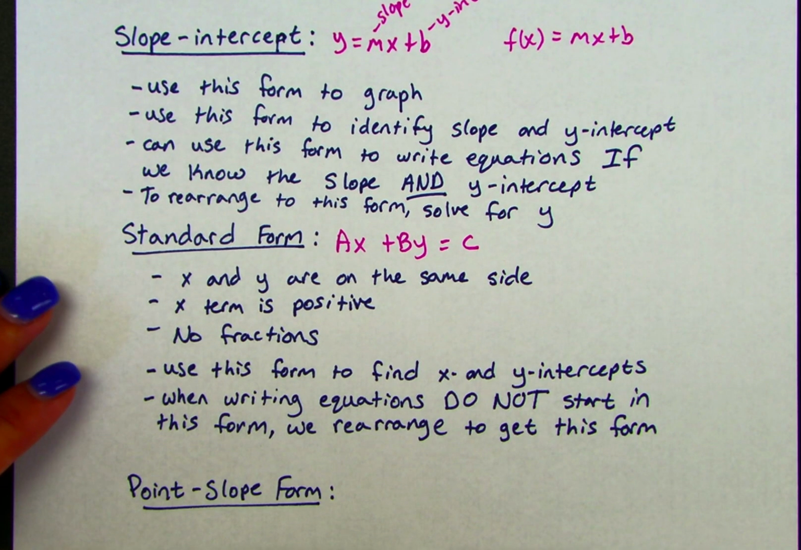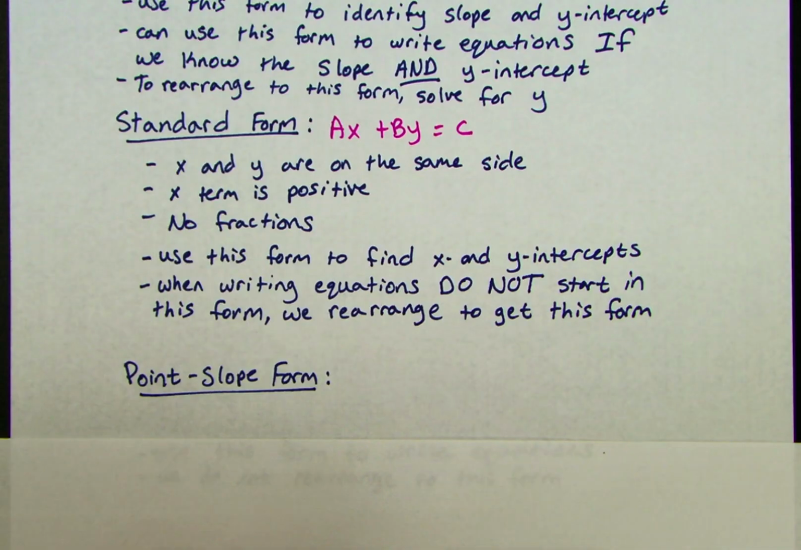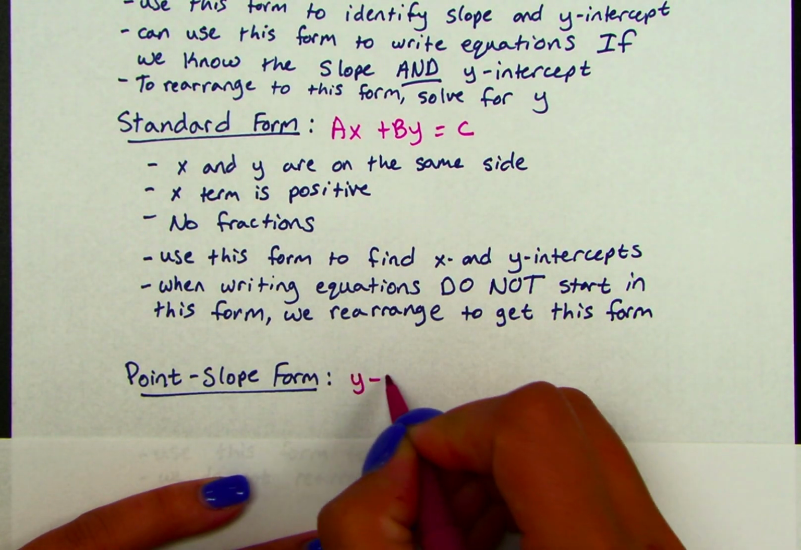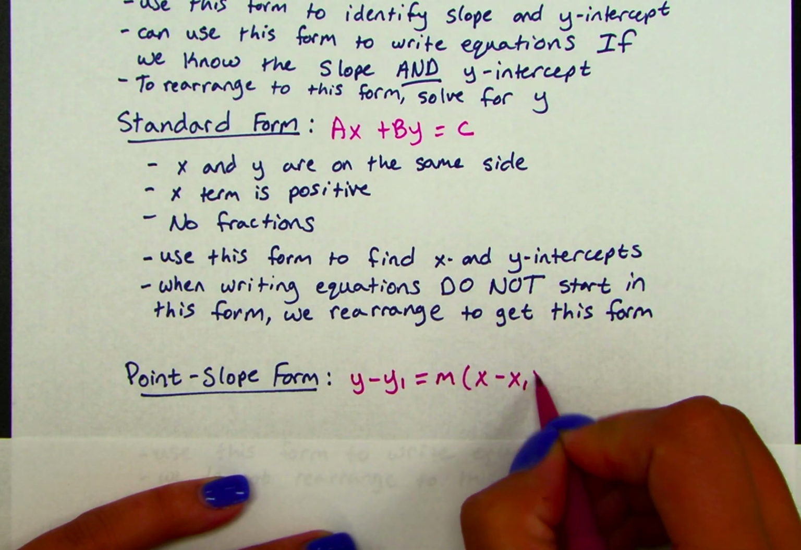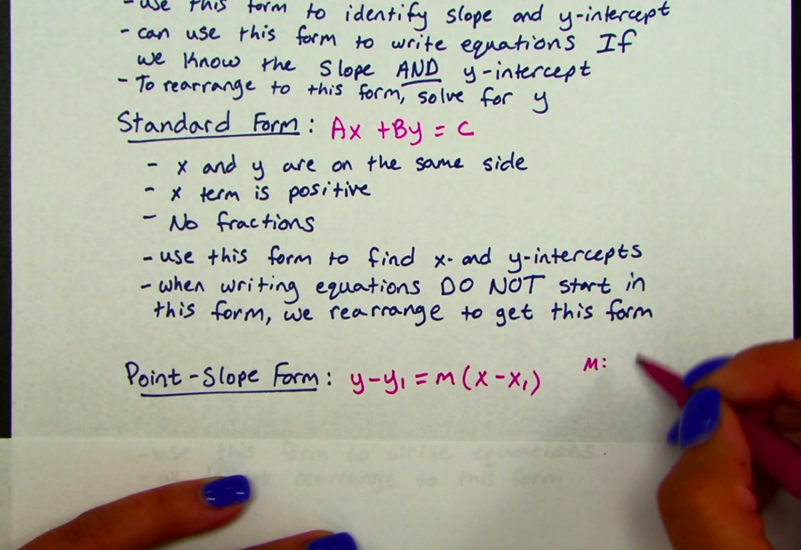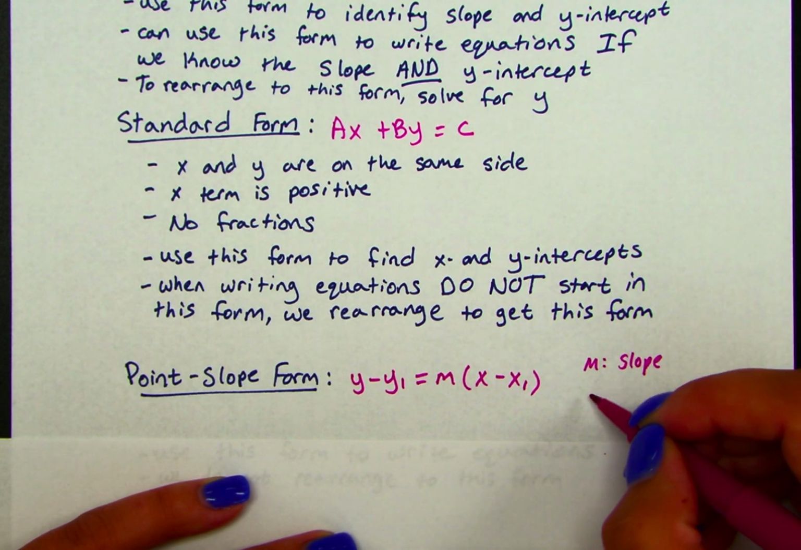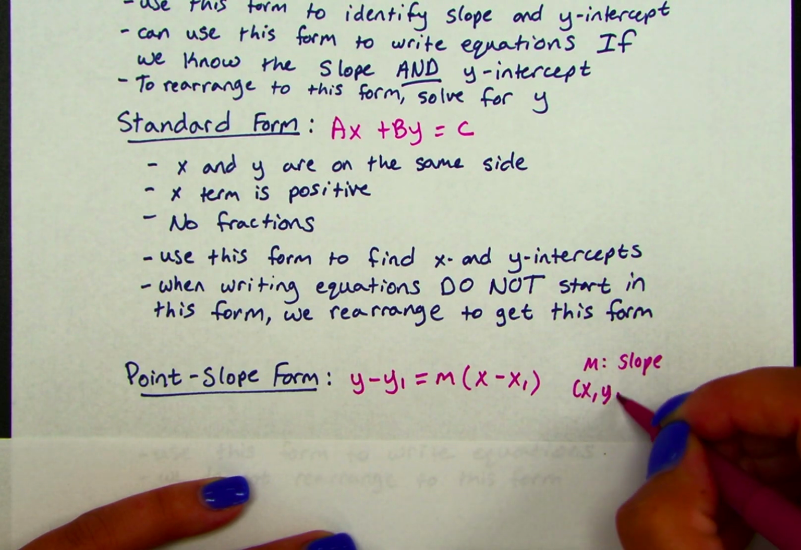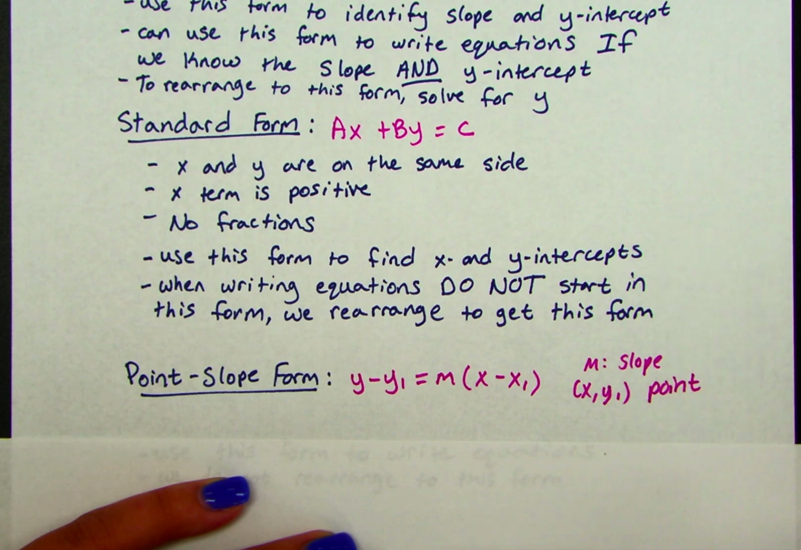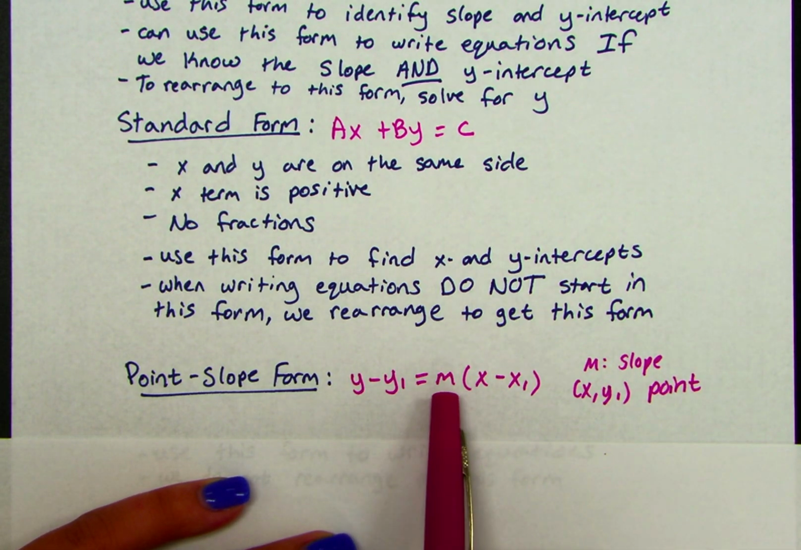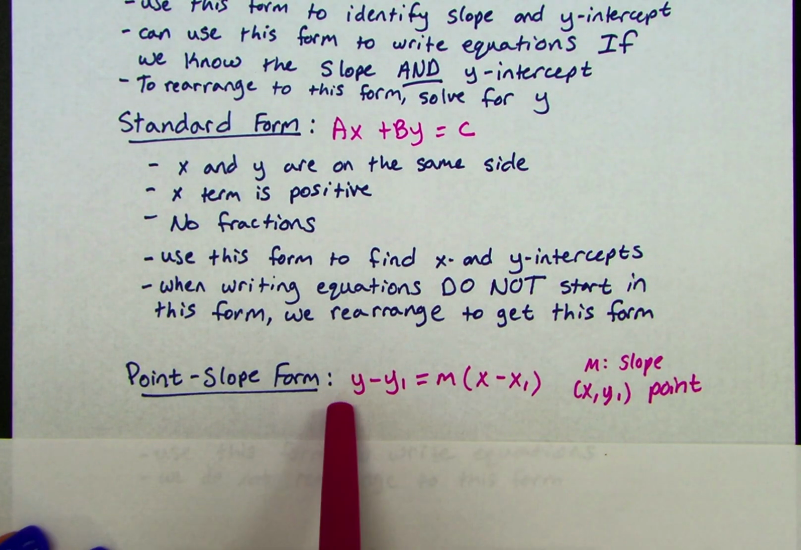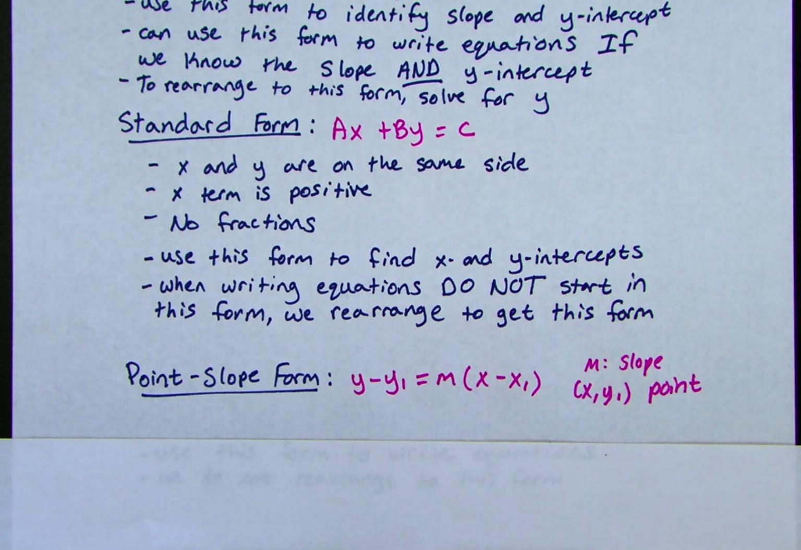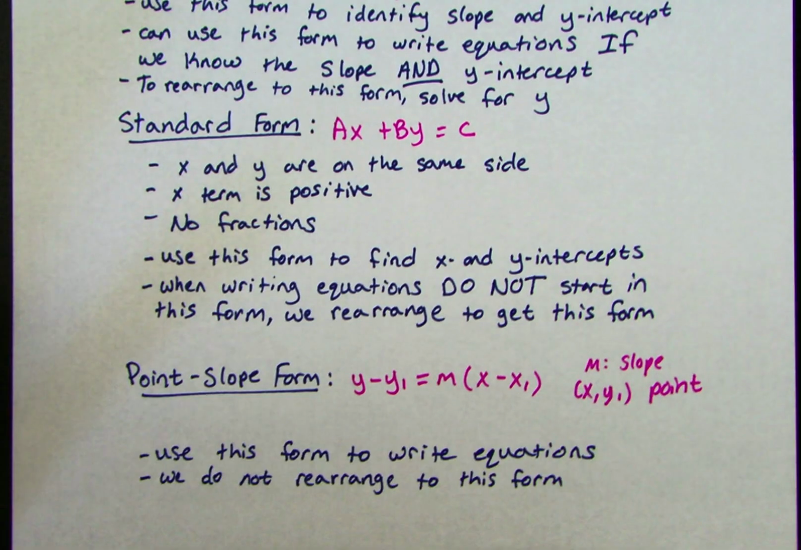And then the last form is our point-slope form. This is y minus y1 equals m times x minus x1. Here, m is our slope, and x1, y1 is a point. In this equation, we would replace the m, the x1, and the y1 with numbers, and the y and x without the one with it stay in the equation. This is what we use to write equations.